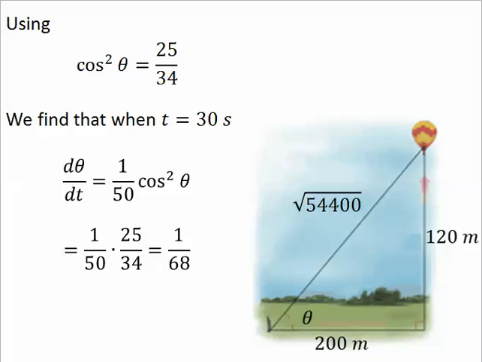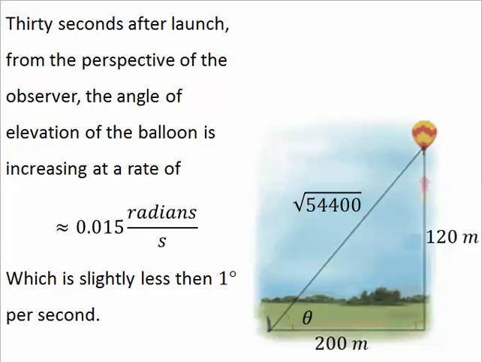Using the fact that cosine squared is 25 over 34, we find that at 30 seconds, d theta/dt is equal to 1 over 68, which is about 0.015 radians per second, which is slightly less than 1 degree per second.